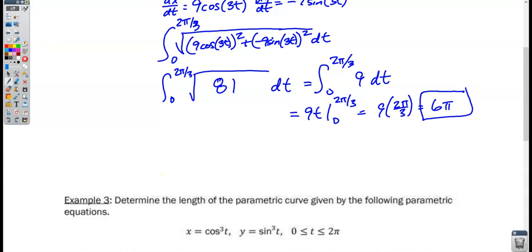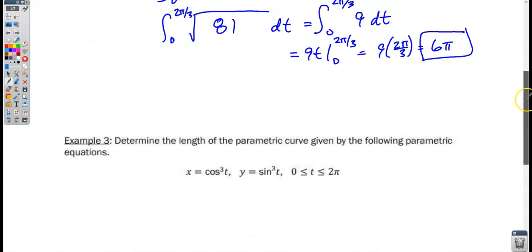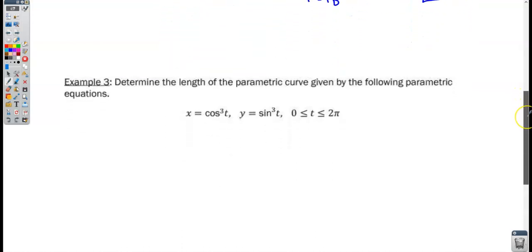Now on the AP exam, they say we're responsible for finding the length of smooth curves. Here we're going to look at a curve that is not smooth and show you how to deal with that. And we're going to use some of the symmetry ideas that exist in these parametric curves to help us do this.